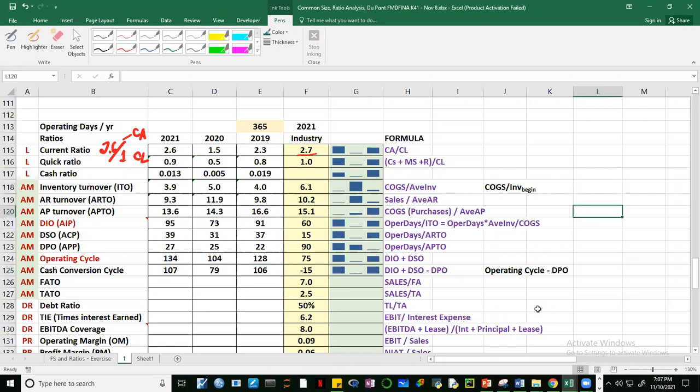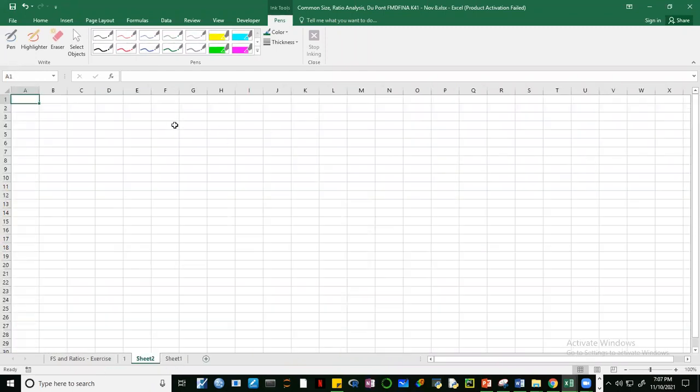Okay. Now let's interpret this. Yung cash conversion cycle na yan. So mga figures natin, 2021 was 107. Tapos 79 yung 2020. 107 yung cash conversion cycle, 79 yung 2020, ano yung 2019? 106. 106, okay? Tapos yung competitor, -15.